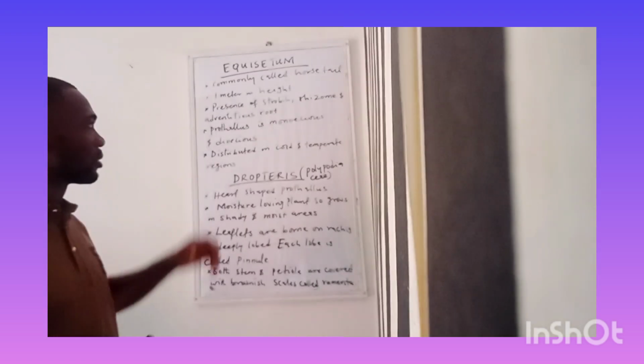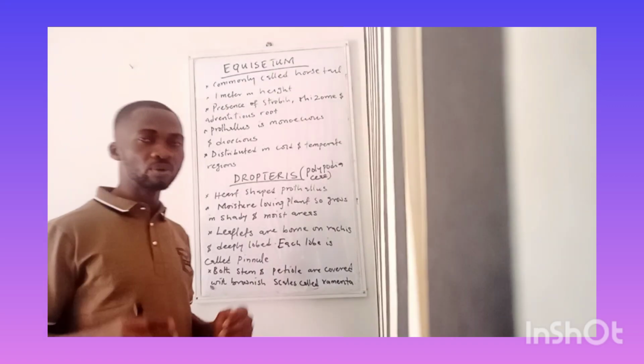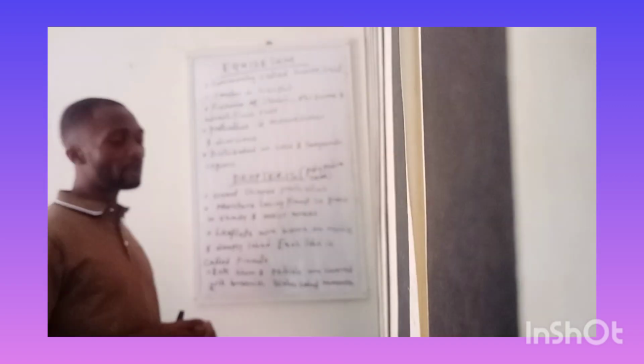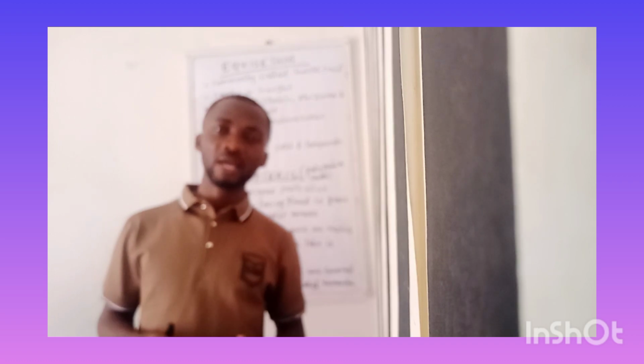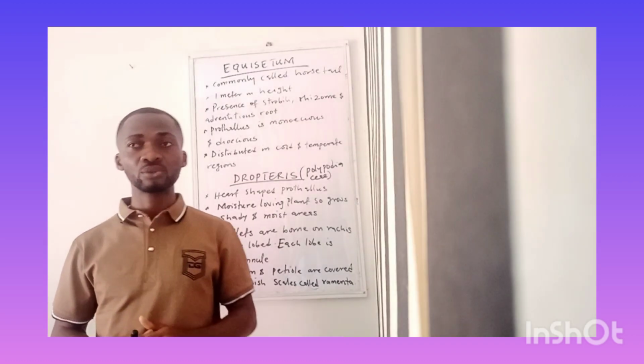Remember I said we are still going back to look at the life cycle of Equisetum differently, and we also look at the life cycle of Dryopteris. When it comes to Dryopteris, remember Dryopteris belongs to the class Pteridophyta. You can go to my previous class to see how we classified Pteridophyta.